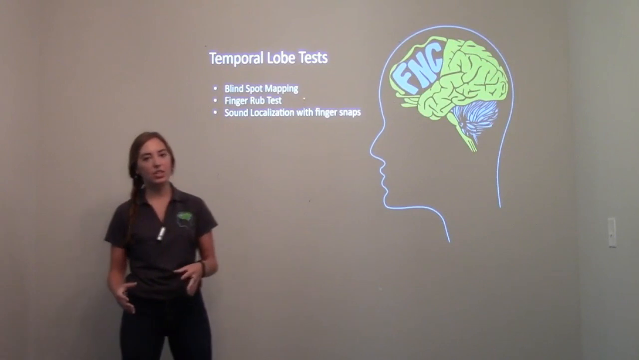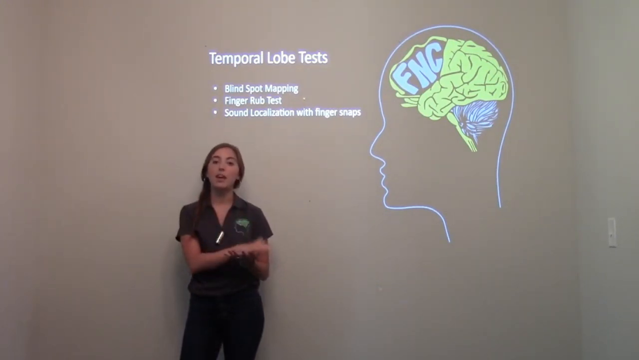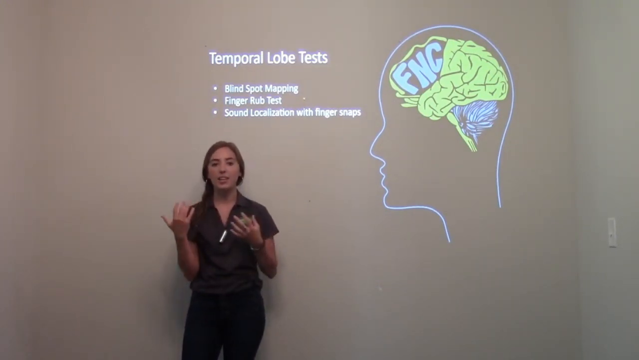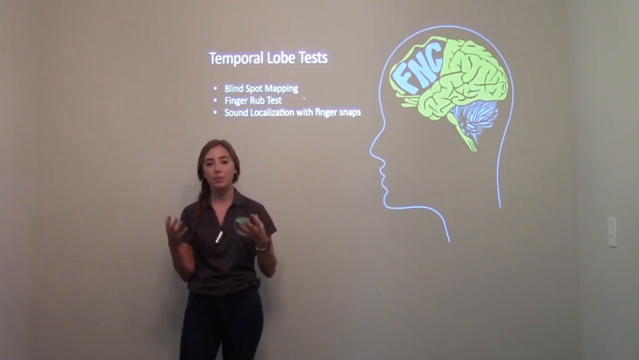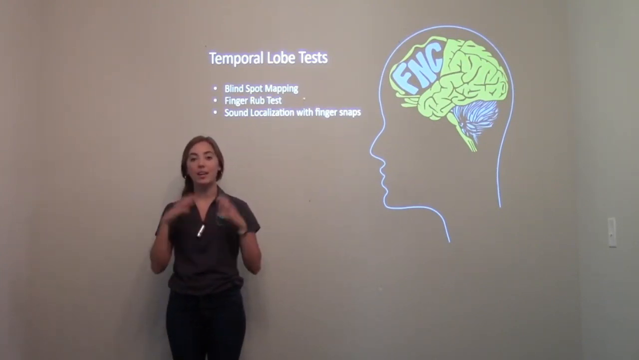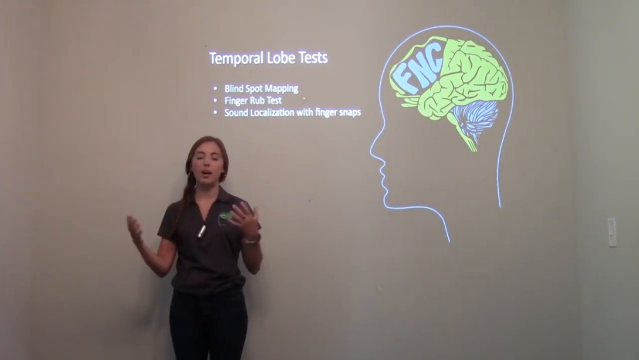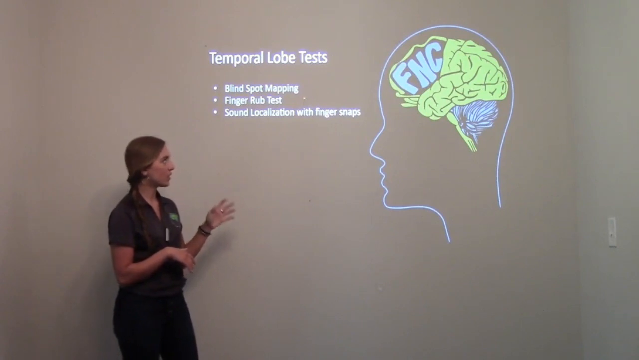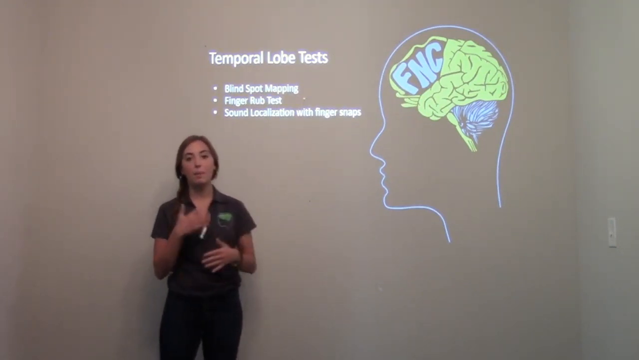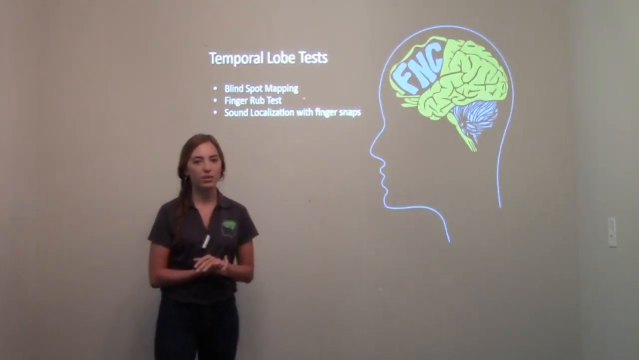We are also going to do our finger rub test, that auditory perception, as well as sound localization. So just like we have a somatosensory map of our body, as well as that motor map in our brain, we also have an auditory map to help us know where sounds are coming from just in our environment. And so with sound localization, we're going to teach you how to test that and then maybe how to rehab that as well using the same test.